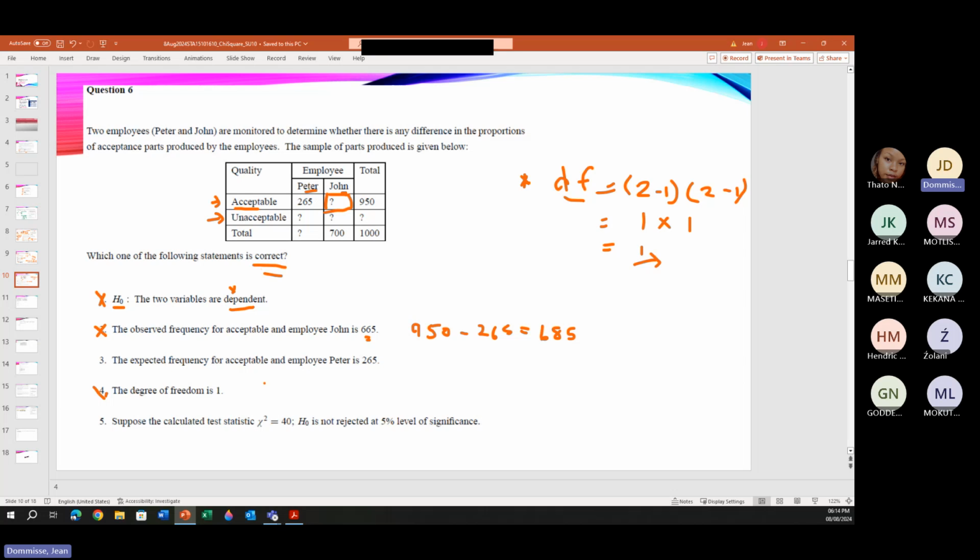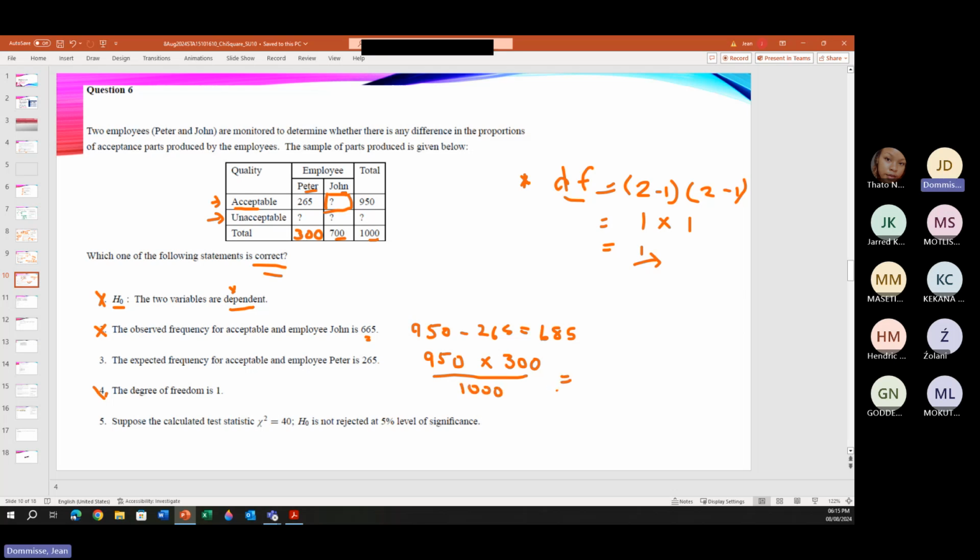Expected frequency of acceptable and Peter. So acceptable and Peter is the total of acceptable, which is 950, times the total of Peter. So let's quickly see, that's 1,000, that's 700. The total of Peter is 300. So 950 times 300 divided by the total N, which is 1,000.